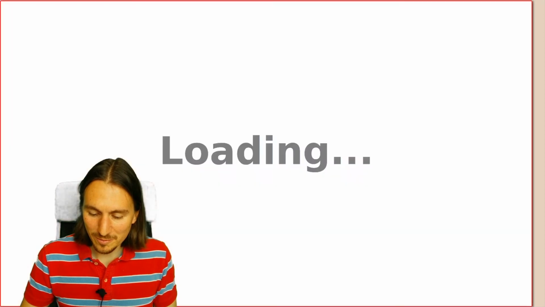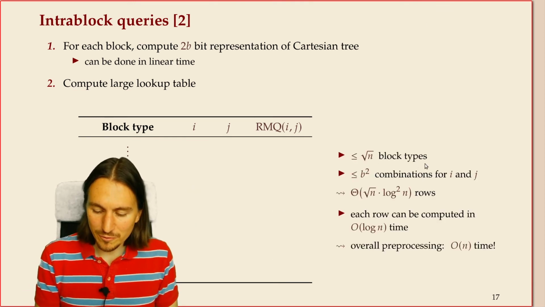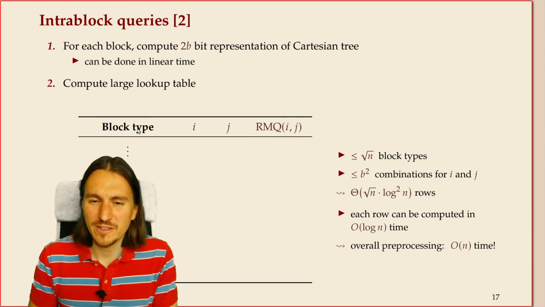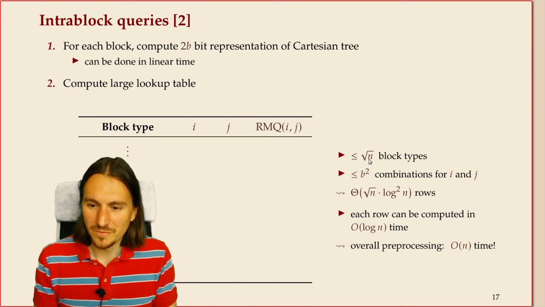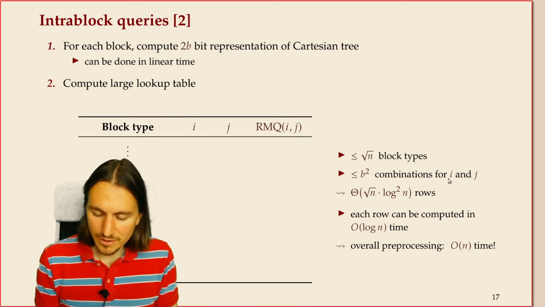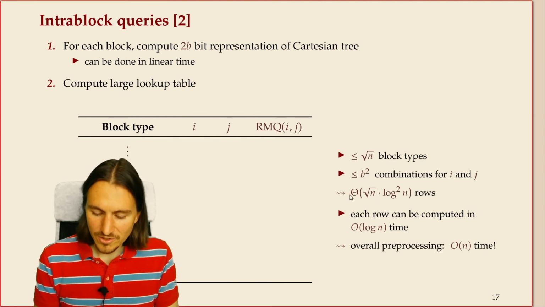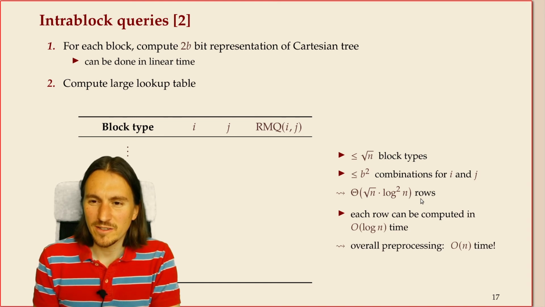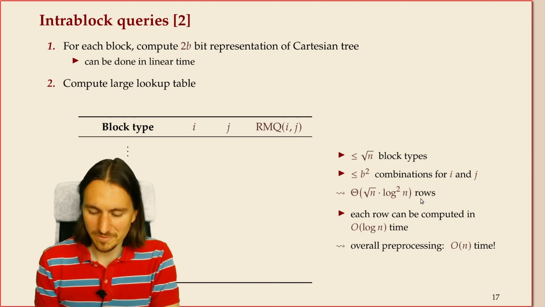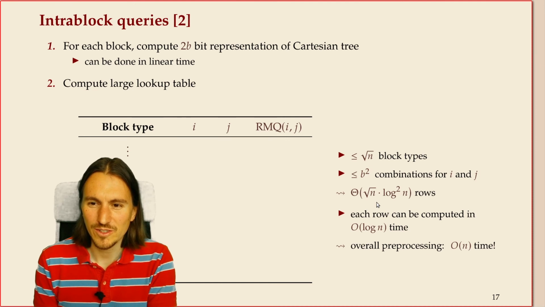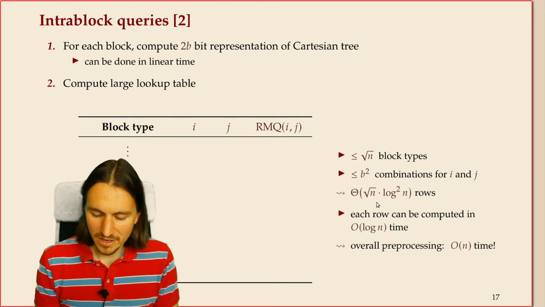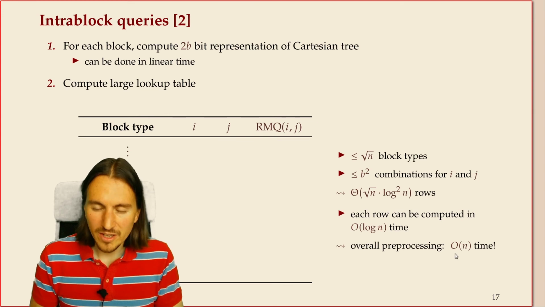Now, this is good enough because the number of block types, the number of different entries in the first column, is only square root n. That's what we just computed. The number of combinations of these columns i and j is B squared, and that's log squared n roughly. So we have square root n times log squared n different rows, and that's a fairly small number. Even if, I don't know, n is 1,000,000, this is a few thousand. So this is not very big. And we can also compute this efficiently.